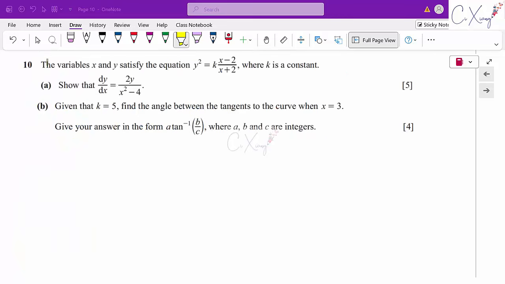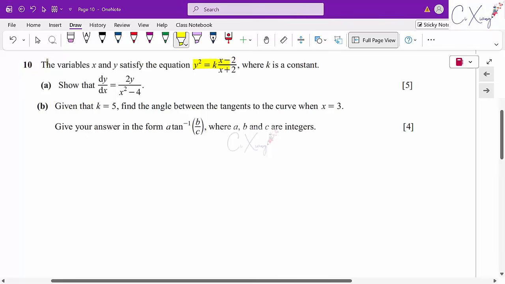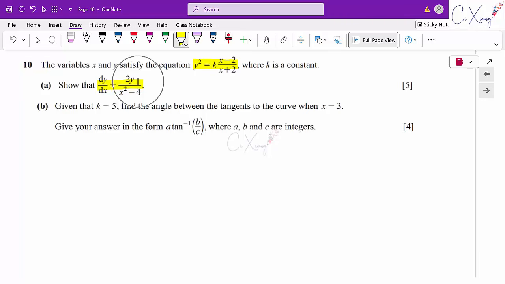Alright, so we are now at question number 10. We are given an equation, y squared equals to this one, where k is a constant. They want us to show that dy dx equals to 2y over x squared minus 4. Alright, so when we are having our dy dx in terms of both x and y, very likely we are using implicit differentiation in the differentiation process.